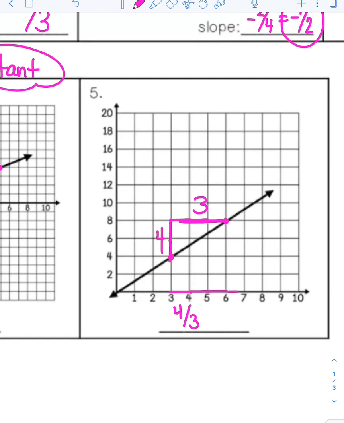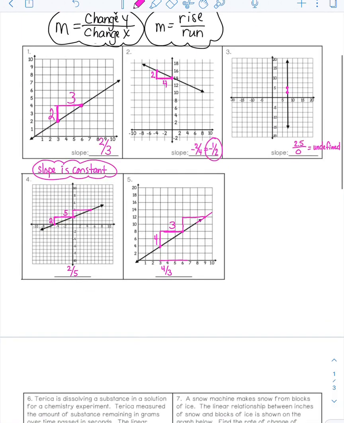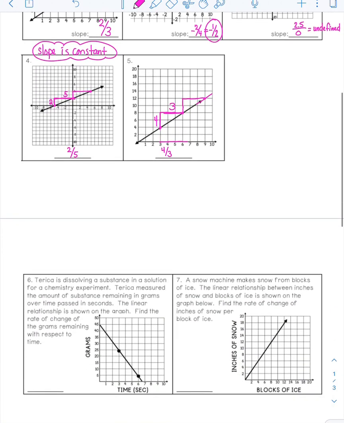Let me test my slope. Rise 2, 4, run 1, 2, 3, and it looks like if I lengthen that line, it matches up. So I know I found the right slope. So now let's talk about something called rate of change.